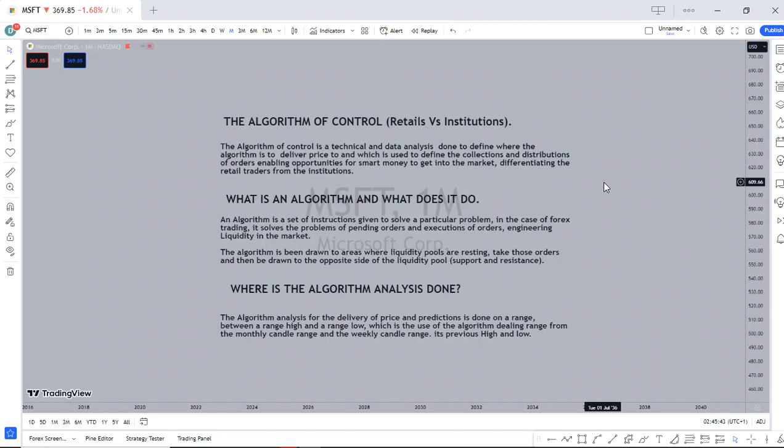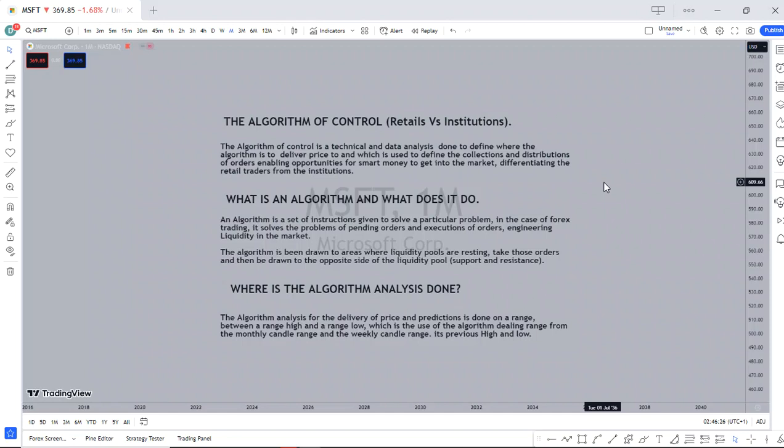The algorithm of control is a technical and data analysis done to define where the algorithm is to deliver price to, and which is used to define the collections and distributions of orders, enabling opportunity for smart money to get into the market, differentiating the retail traders from the institutions. Now, one thing you should know is that what moves price in the market, the candlestick movement and everything you see on the market, is being done by the algorithm. The algorithm delivers the price. The algorithm does everything in the market.